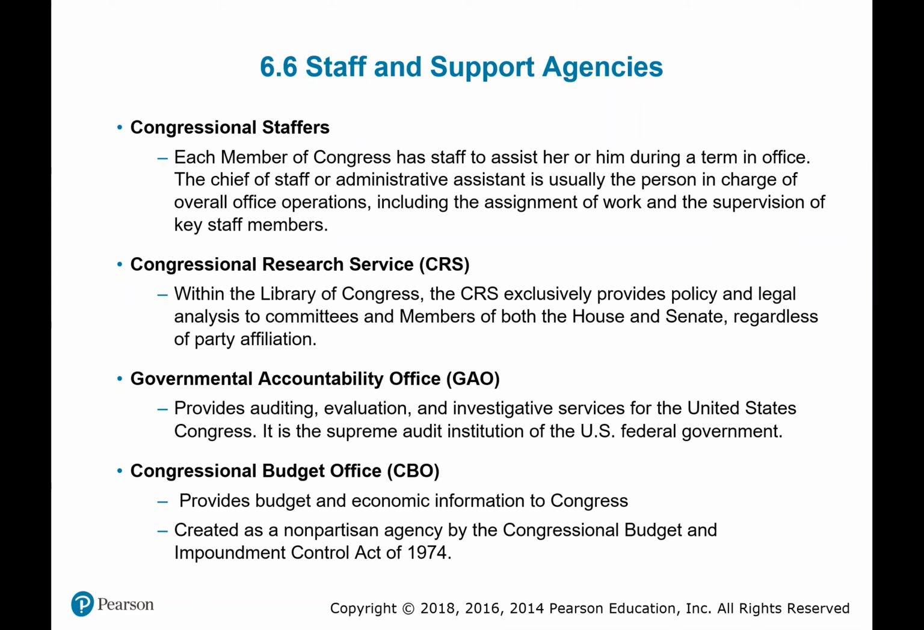You have the Governmental Accountability Office, which used to be called the General Accounting Office, and that provides auditing, evaluation, and investigative services for the US Congress over executive branch departments. So it's to control spending, see where things are going, fight corruption and poor management, and to be more efficient and effective. The Congressional Budget Office, CBO, we talked about, was created in 1974, and provides budget and economic information to Congress. Again, these are all nonpartisan, objective groups. They're not affiliated with any party.